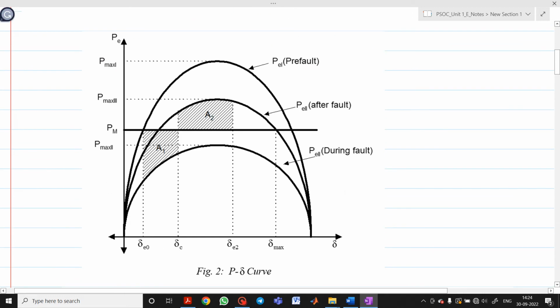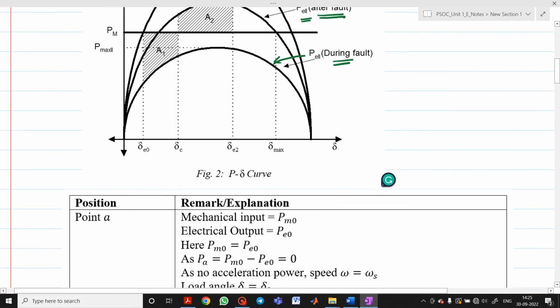This will be a P-delta curve for a three-phase fault taking place at the midpoint. This first curve is the curve of electrical power transfer, that is the pre-fault condition. The second one is nothing but PE3, which is the electrical power transfer after the fault condition. Here, by mistake, I have written PE2, please correct this as PE3. And this curve will be your PE2 curve, that is the during-fault curve. Now let us discuss one by one in detail here.